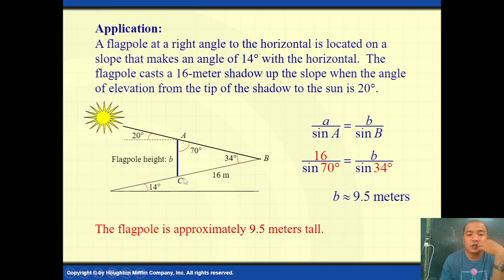What we're trying to solve here is the height of the flagpole, the blue one. The given sides are 16 meters and B. What is B? Let us use the law of sines. A over sine A is equal to B over sine B. Substitution, 16 over sine 70 is equal to B over sine 34 degrees. To solve for B, sine 34 times 16 divided by sine 70 degrees in your scientific calculator, the answer is 9.5 meters. That's the height of the flagpole. Right?